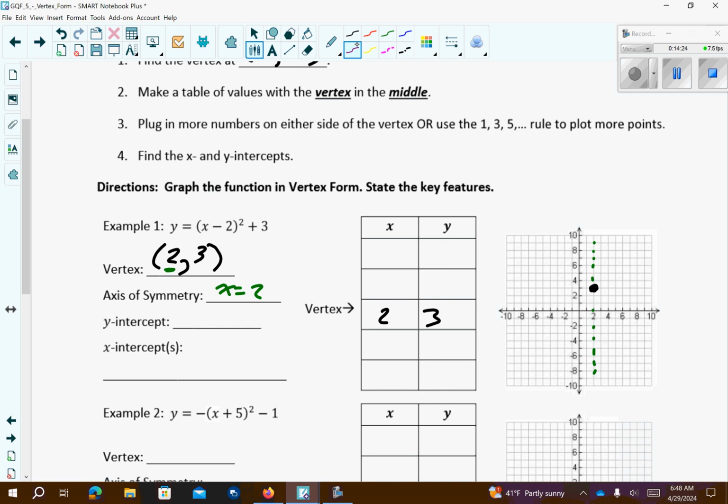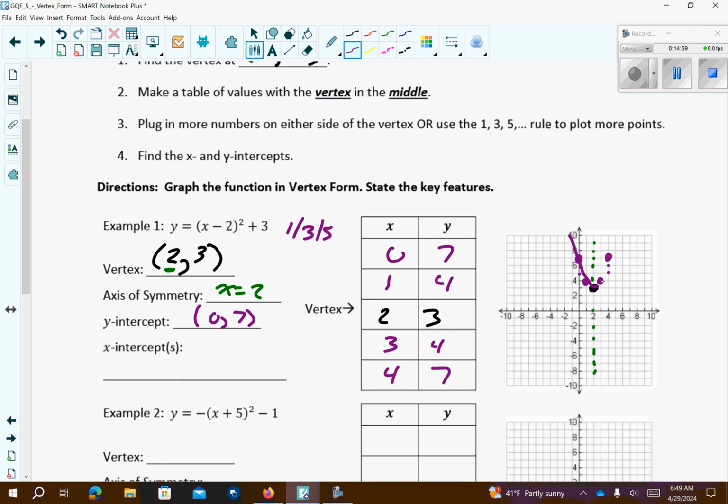And then we can pattern graph. What's out in front here is a 1, so I'm going to pattern graph as 1, 3, 5. I'm going to go right 1, up 1, left 1, up 1, right 1, up 3, left 1, up 3. So it looks like I have 3, 1, 0, 4. So 3 is at 4, 1 is at 4, 0 is at 7, 4 is at 7. Our y-intercept is 0, 7.